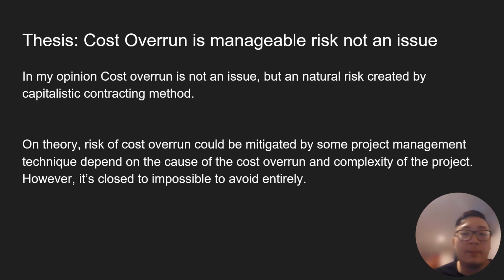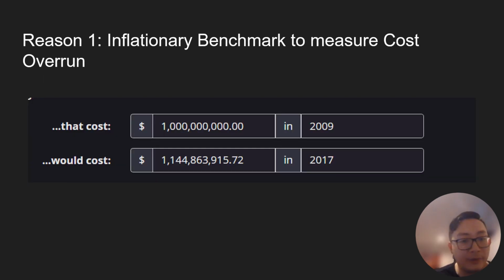In my opinion, as I said before, cost overrun is not an issue, but a really natural risk created by how we do contracts in a capitalistic society. In theory, the risk of cost overrun could be mitigated by some project management techniques, which I will talk about later, depending on what causes the cost overrun and the complexity of the project. But it is close to impossible to avoid them, and there's a reason for it.